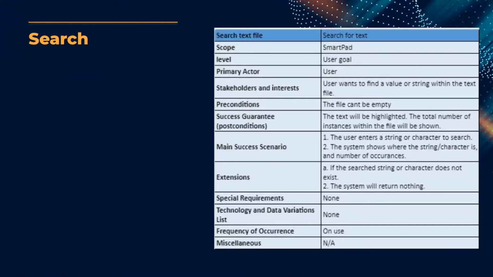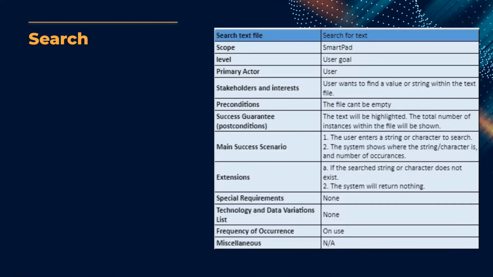This is the use case for search. The scope is, again, the SmartPad. The level is user goal. And primary actor is also the user. Stakeholders and interests: the user wants to find a value or string within the text file. The preconditions: the file can't be empty to search. The success guarantee is that the text will be highlighted. The total number of instances within the file will be shown.